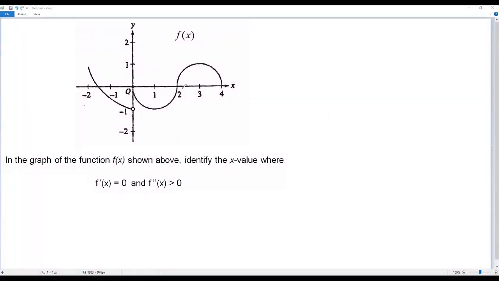Here we have an AP Calculus AB problem. Okay, let's go through the information. Here we have a graph. In the graph of the function f of x shown above, identify the x value where f prime of x equals 0 and f double prime of x is greater than 0.